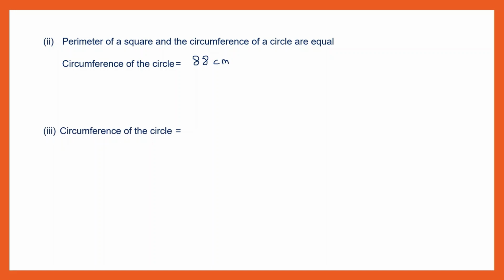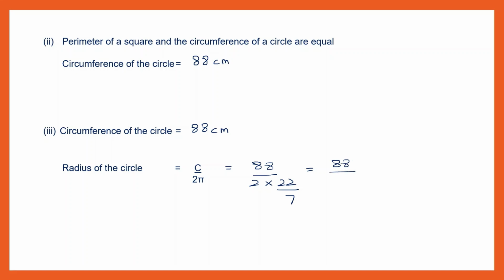Now that we know the circumference of the circle, let's find the next thing, that is we are asked to find the radius of the circle. So let's use the formula circumference by 2 pi. So circumference is 88 divided by 2 pi. Pi is 22 by 7. So here we can get this as 88 divided by 2 into 22, which is 44 by 7.